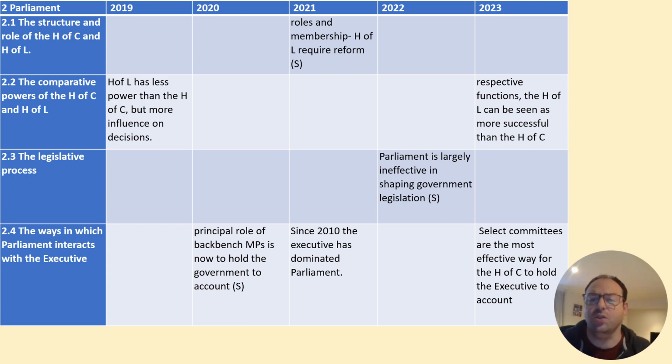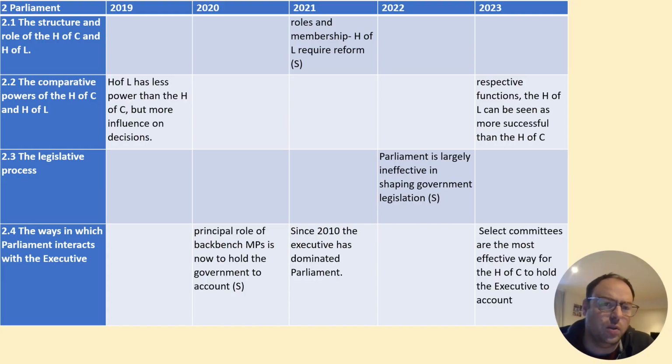If we move on to section 2 and look at Parliament, again, we can see a good selection of questions across. There's less of a bias in this one towards source questions. We've got more of a mixture. So 2.1, again, is that bit where it seems mainly knowledge, where it's the structure and roles of the House of Commons and the House of Lords. And so we've got a question there: the roles and membership of the House of Lords requires reform.